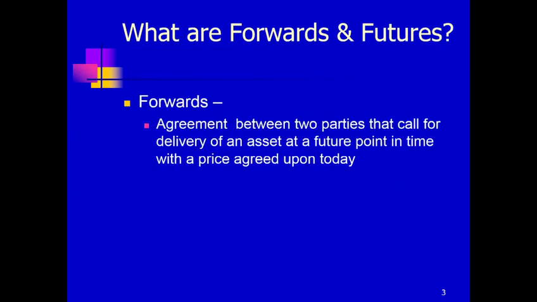So what is the difference between forward and futures contracts? They are basically the same thing, apart from the fact that a forward contract is traded over the counter. They are not in an exchange. It's an agreement between two parties that call for the delivery of an asset at a future point in time with a price agreed upon today. So two parties get together. Usually it's a couple of banks or a couple of institutions, businesses, and they agree to swap money and an asset at a future point in time at a price agreed upon today.